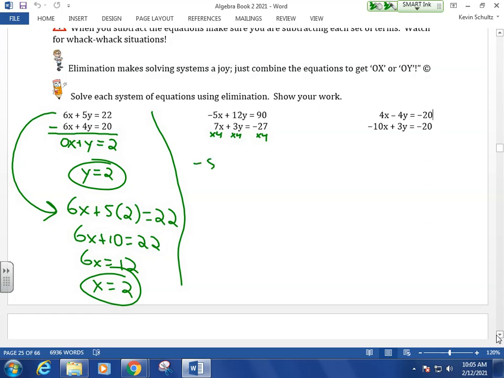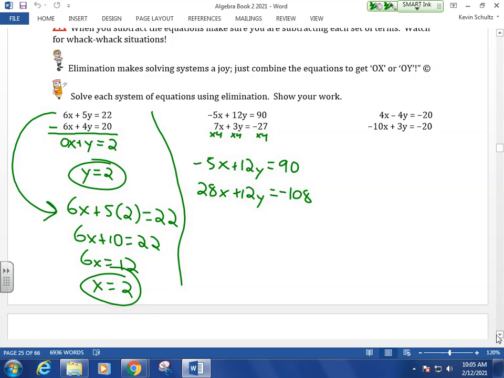So our top equation doesn't change. Negative 5x plus 12y equals 90. It's our bottom equation we're multiplying everything by 4. And we get 28x plus 12y equals negative 108, I believe. Okay.